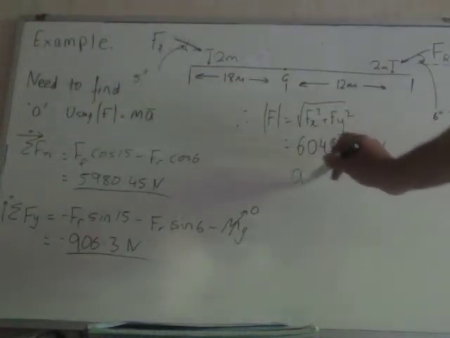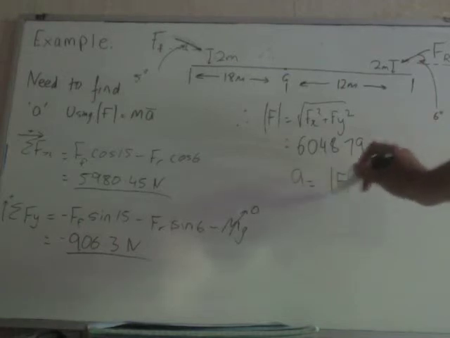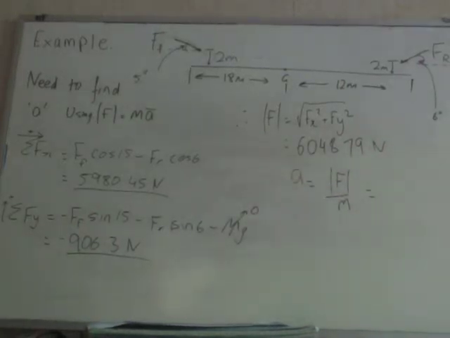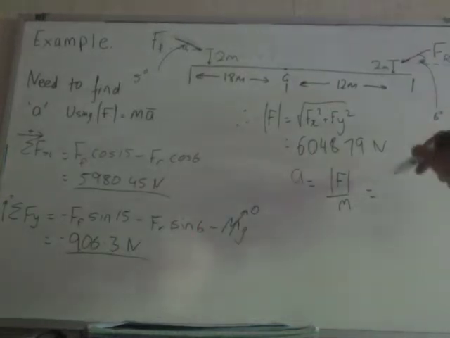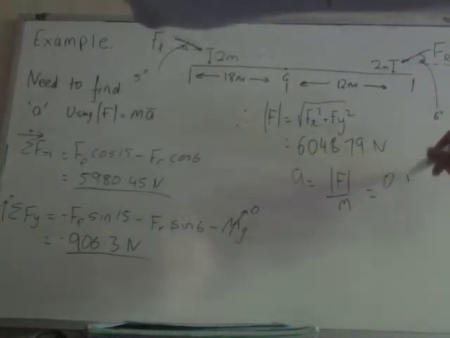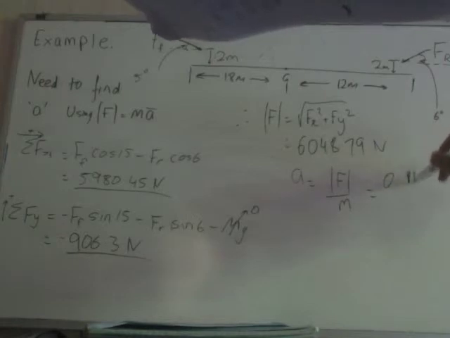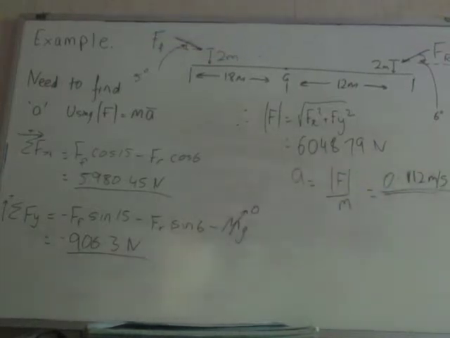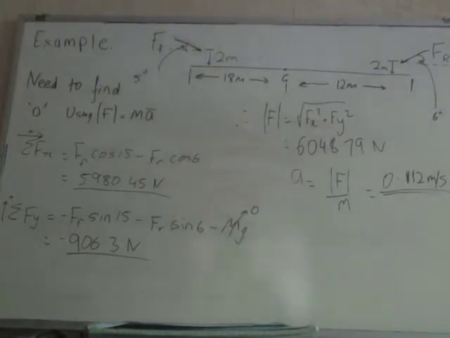Now that we have the magnitude of F, we can use the formula F equals ma to find the value of a. Keep in mind that the question has given us the value of m. Now we can say that a is simply the magnitude of force divided by the mass of the system, or the body. This gives us an answer of 0.112 meters per second squared. This is essentially the acceleration of the body at its center of mass, point G, and this completes the question.